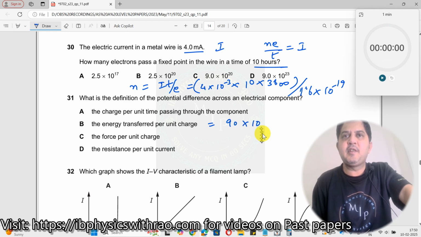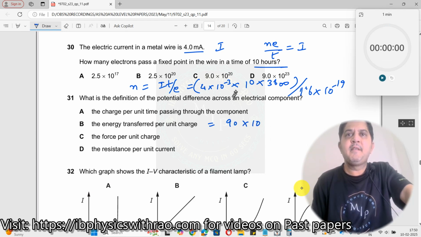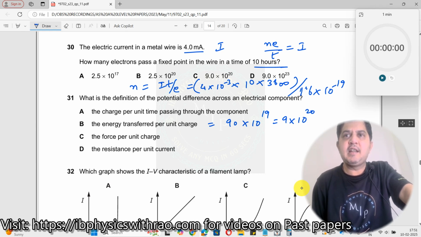90, 10 to the power of minus 3 plus 1 is minus 2. Minus 2, I did only 36. Minus 2 plus 2 becomes 0. And here 10 power of plus 19. So this should be 9 into 10 to the power of 20 electrons, which passes through this. Very huge amount. 9 into 10 power 20. C is right.